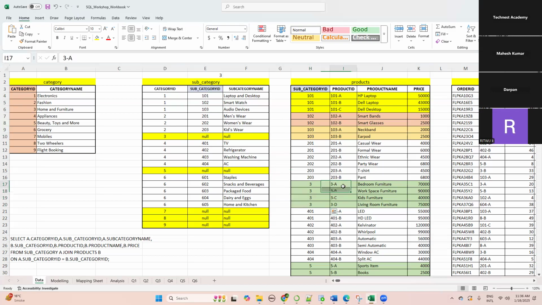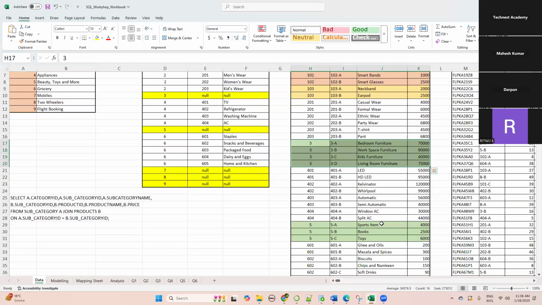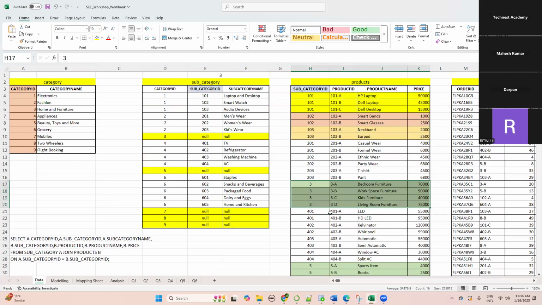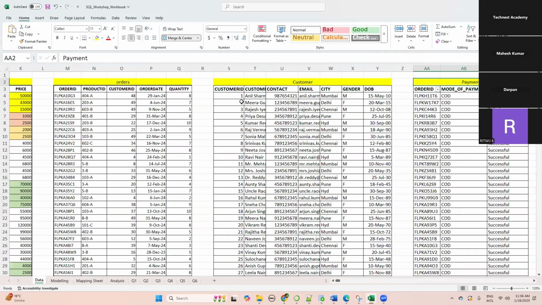Okay. And then we have this product. So this is one important point I conveyed to you during the first session as well, and a similar thing is happening here. And then you have the orders section. In the orders table, you're getting the order ID, along with the product ID, the customer who has placed the order, the order date, and the quantity.